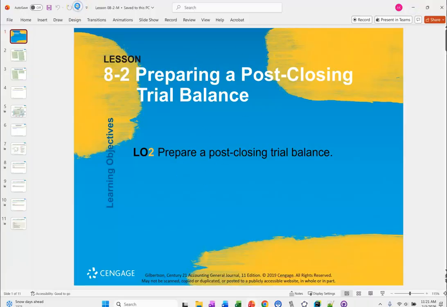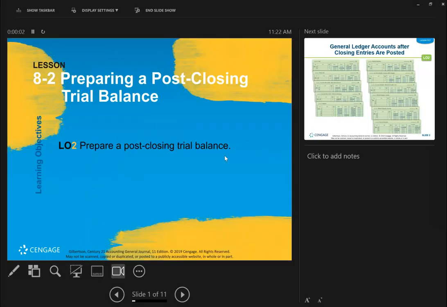We're going to close out chapter 8. This section is called preparing a post-closing trial balance. Sounds exciting.